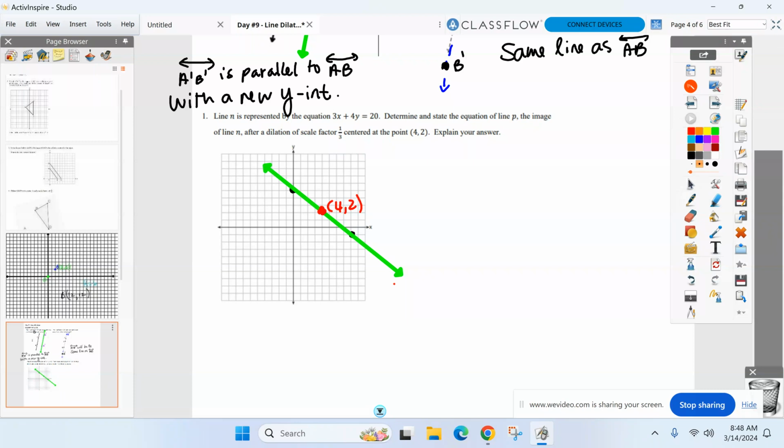This is line N, right? Where's my new line going? My dilated line. I don't care if I give you a scale factor of 1/3 or 800. Where's my new line? It's the same line. It's not moving anywhere. If your center of dilation is already on the line you're dilating, it's not going anywhere. So here we go. It wants an equation for line P. Here's line P: 3x plus 4y equal to 20. Same exact line. Explain your answer because the center of dilation is on the line.